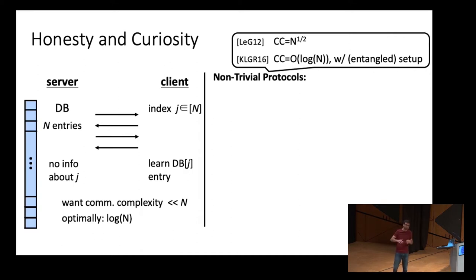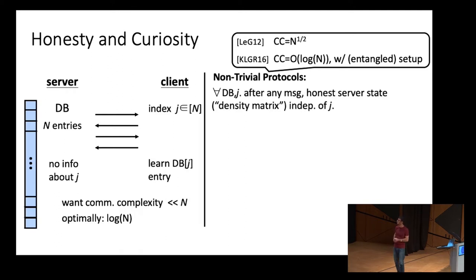However, these EPR pairs do not depend on the input. And actually, as we show in our paper, they can also be reused. After you're done executing the protocol, you can actually recover the setup, at least if the server and client cooperate, and rerun the protocol. So this is a slightly stronger model to require setup, but you get a much stronger result in terms of communication complexity. So what can you show about these protocols?